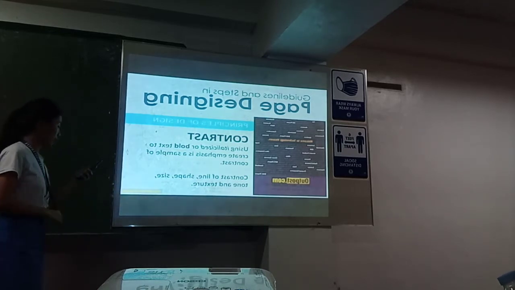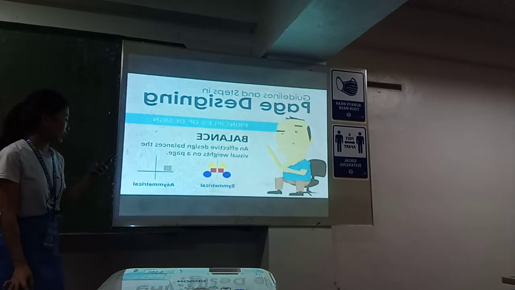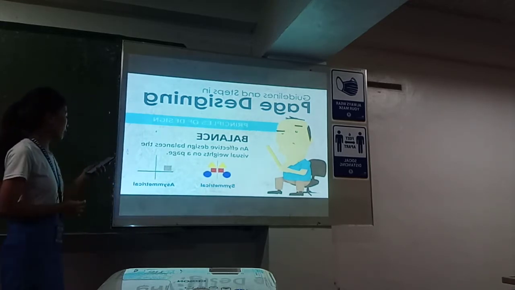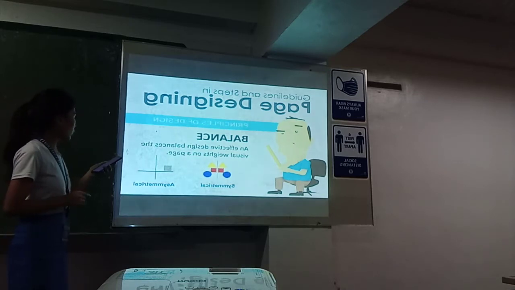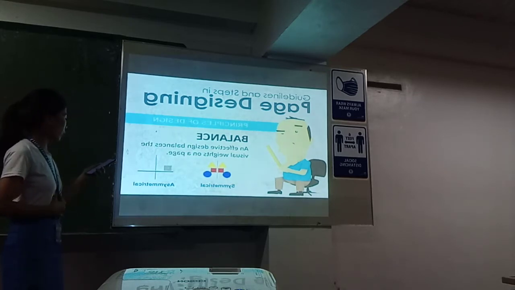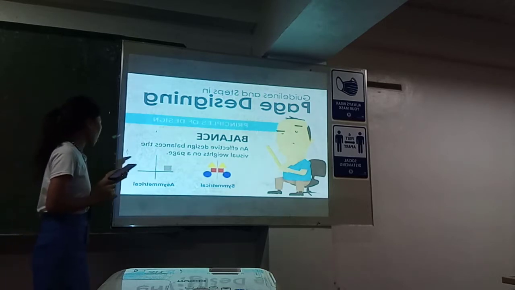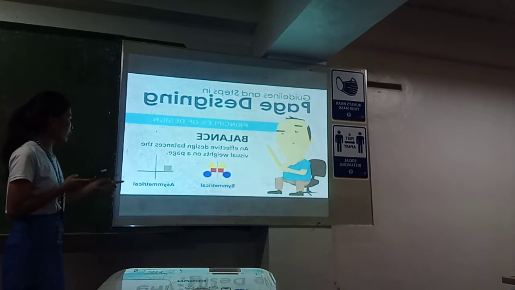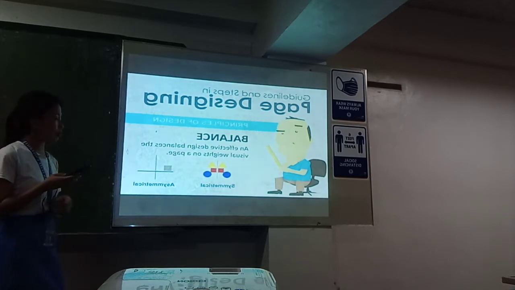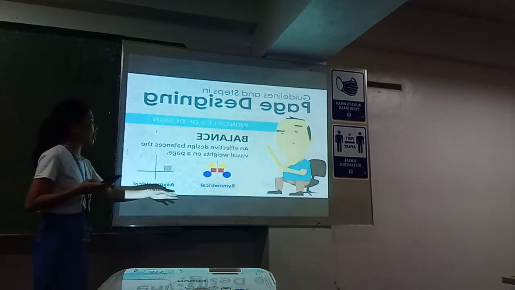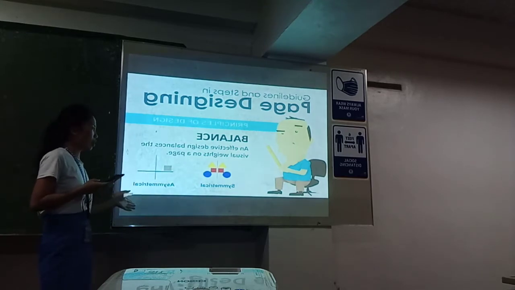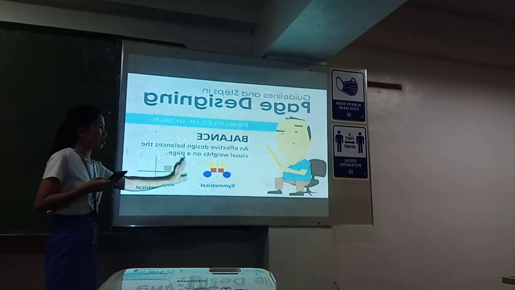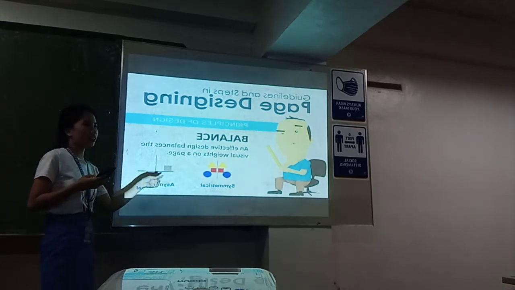And next one, we have balance. When we say balance, this is what we call the visual weight of the elements. It can range from form to size, color, or texture. As you can see in the example, we have symmetrical and asymmetrical balance. When we say symmetrical balance, the elements on the right side and the left side are the same. As you can see, they mirror each other on the right side and the left side.